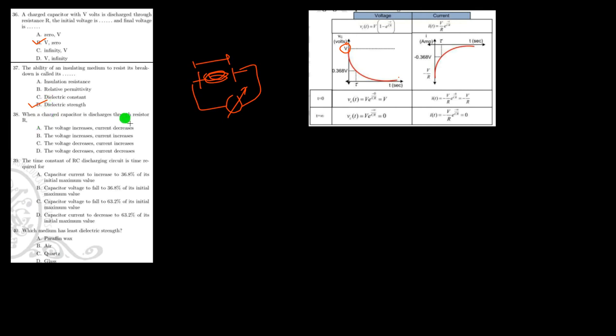When a capacitor is discharged through the resistance, the voltage decreases and the current also decreases. So the voltage decreases and the current decreases. So this is the correct option.